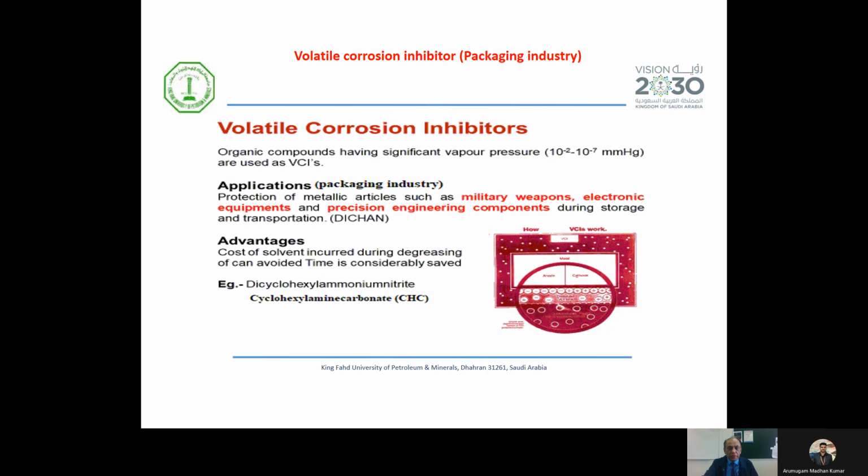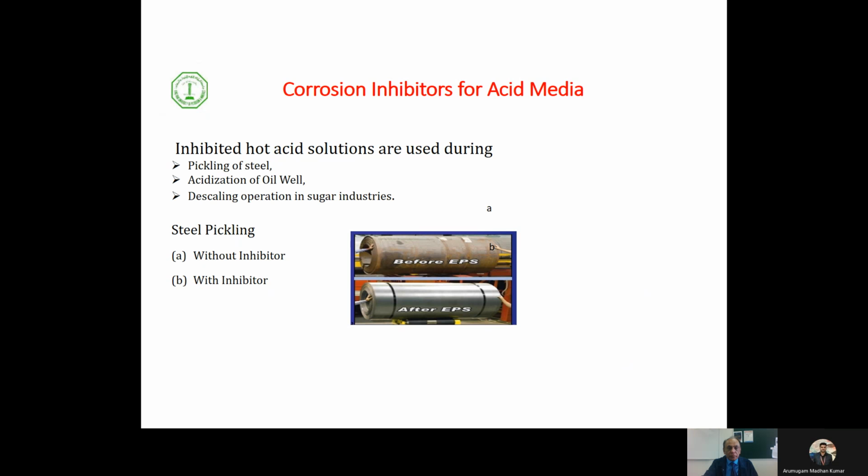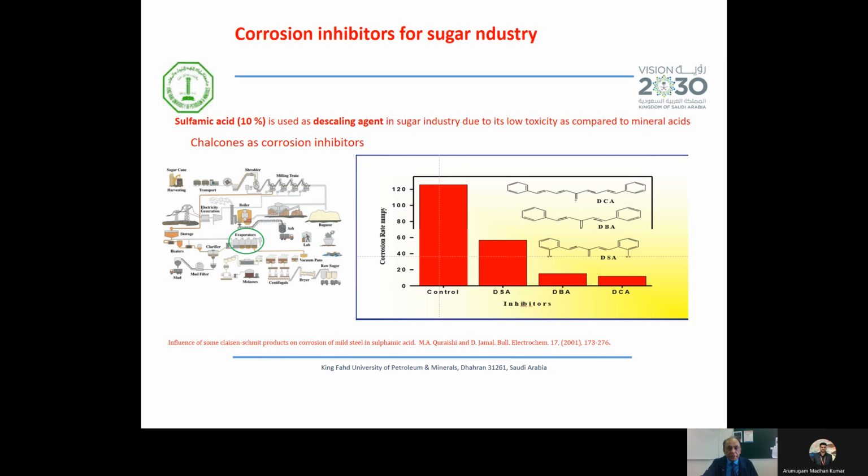Volatile corrosion emitters we have also synthesized, and they were found to be very good as compared to commercial emitters. These are used for corrosion protection of military weapons, electronic equipment, and precision components. These are the examples. Corrosion inhibitors for pickling and acidization, we have already given examples. For the sugar industry also we have developed chalcone types of inhibitors, and they have given good performance.